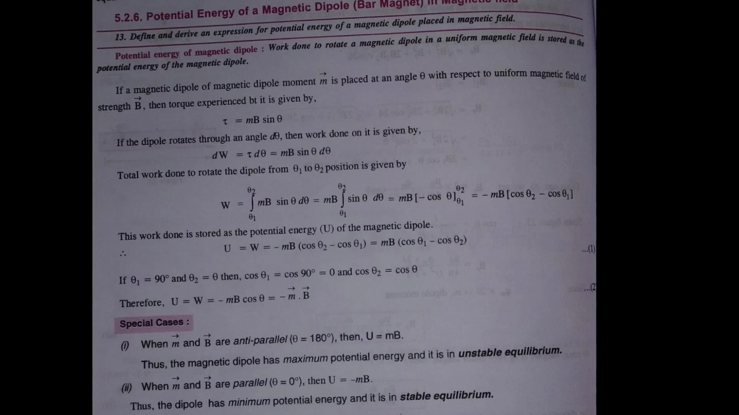There are two special cases: unstable equilibrium and stable equilibrium. Unstable equilibrium means it has maximum potential energy; it is unstable, stores a maximum amount of energy, and tries to release it. This condition is possible only when m vector and B vector are antiparallel. Stable equilibrium means stability deals with the minimum potential energy, and this is only possible when m vector and B vector are parallel to each other.